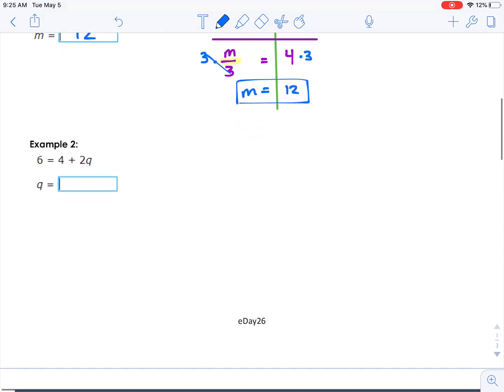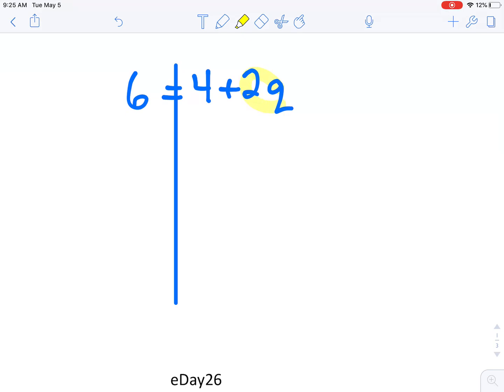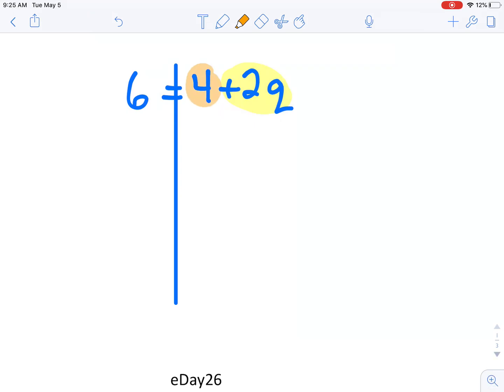Our next problem I'm also going to write off to the side so I have a little room to work. We want to isolate this 2q. We want to get that by itself. So the first thing we have to do is move this 4. Always look at the sign in front. It's a positive 4, so to move it to the other side, we are going to subtract 4.